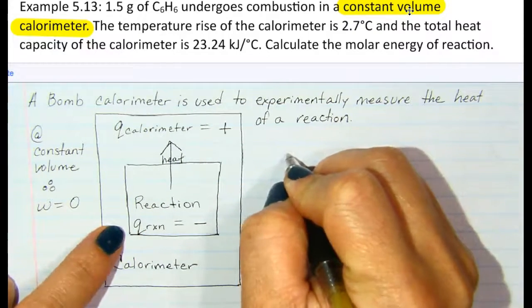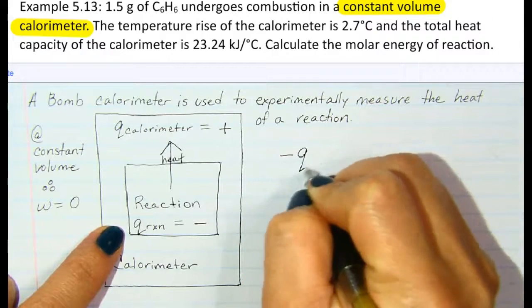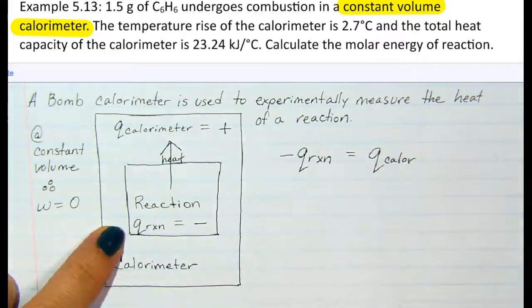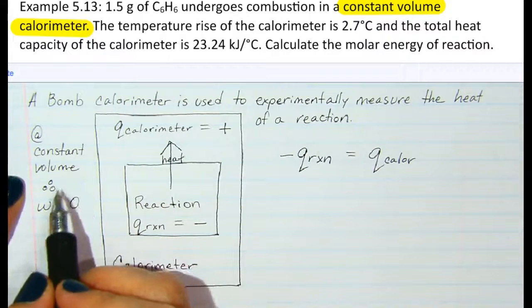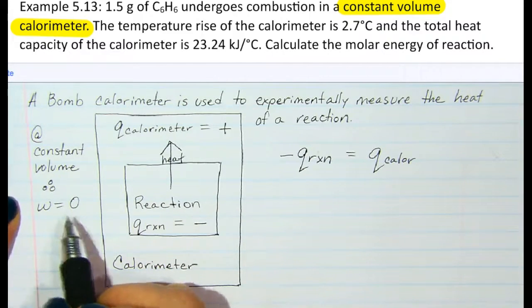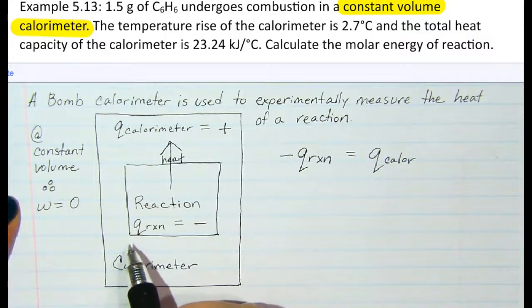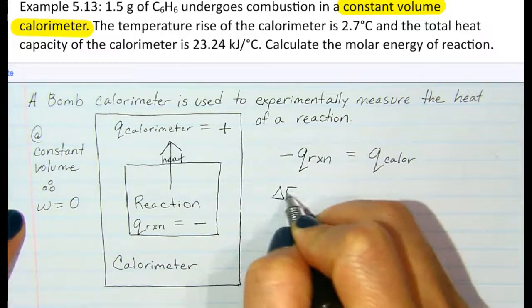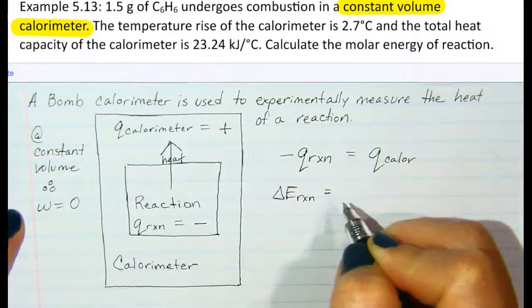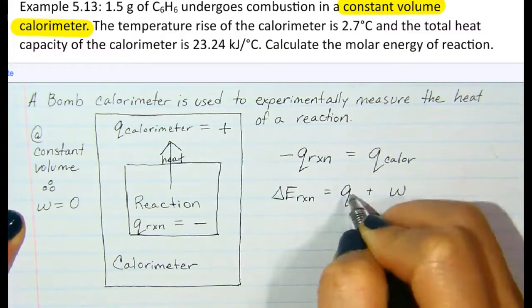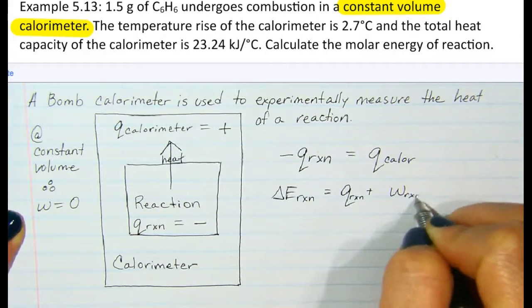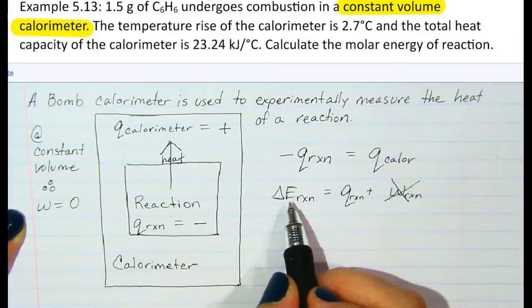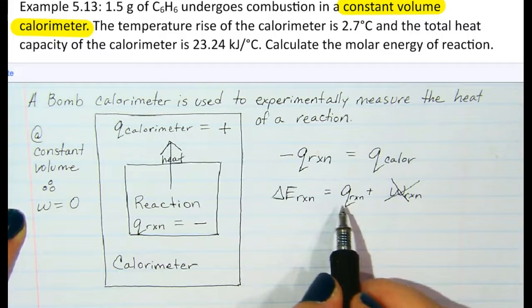So there's an exchange where the reaction gives off heat, and the calorimeter absorbs the heat. So you end up with a scenario where the negative Q of the reaction is equal to the positive Q of the calorimeter. At constant volume, that means work is equal to 0. In other words, this container is not going to expand or contract, so it's not going to do any work. If we recall the equation, delta E of reaction is equal to Q plus W, and these are all of reaction. Well, W equals 0, so it's not doing any work. Therefore, the delta E, or the energy of the reaction, is going to be equal to Q.